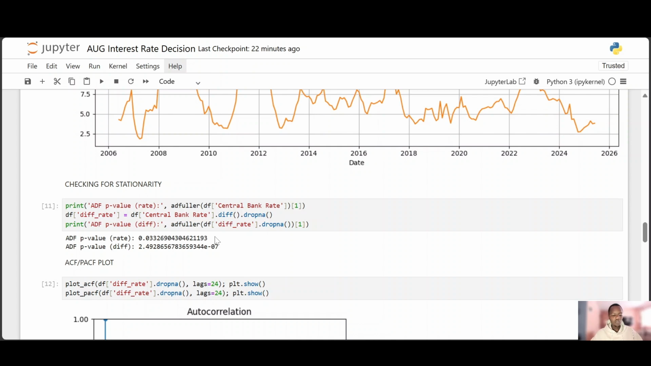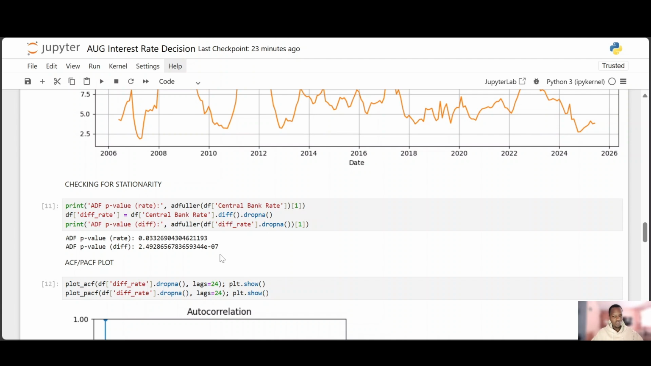And so we can see our p-value for the actual time series data, or the central bank rate. It's 0.03, which is less than 0.05, and therefore we reject the null hypothesis and conclude that at 95% confidence, our series is stationary. Now, when you look at the p-value for the differenced time series data, so I have differenced the time series data, the p-value is 2.49 times 10 to the negative 7, a value close to 0, and therefore the differenced data still exhibits stationarity.